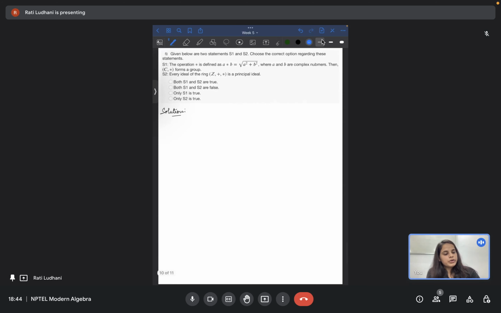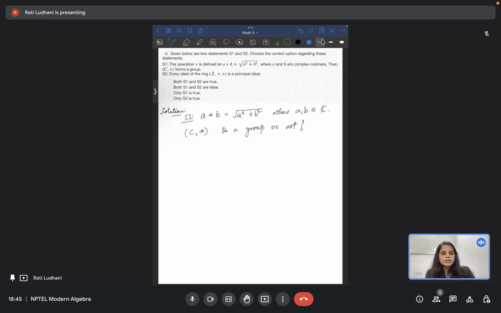So for S1, the operation star is defined, so A star B is given to be this, where A and B are complex numbers. Then is (C, star) a group or not? That is your question. Now let's see if we have this or not.